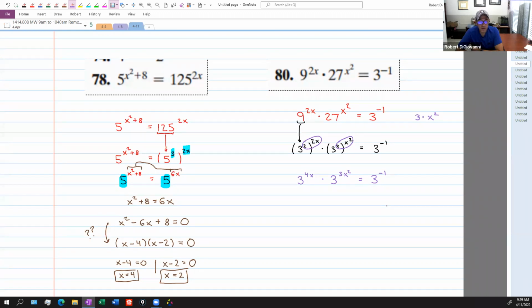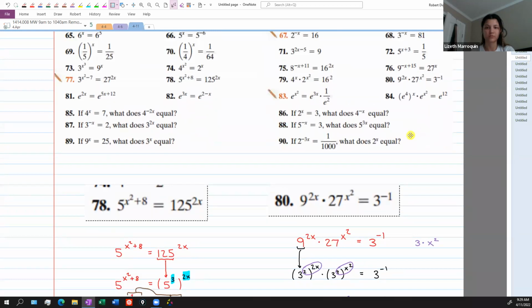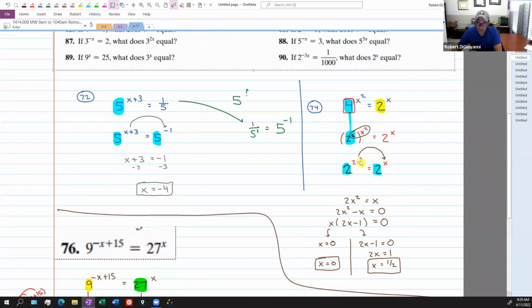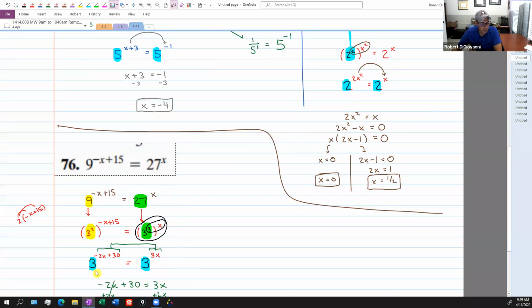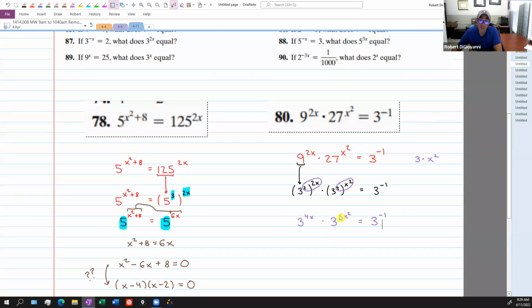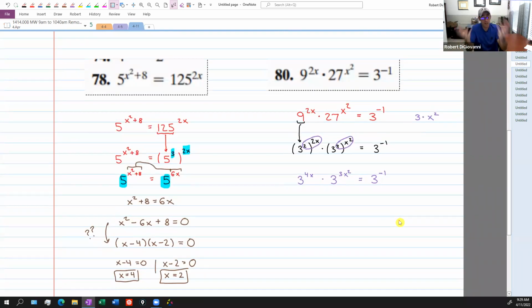Okay, so this is different than what we've had before, because on all the problems we've had before, we eventually got it to a point where we had like 5 to something equals 5 to something. We just set the exponents equal to one another, right? On the ones before, we had 2 to a power equals 2 to a power, so we set them equal. 5 to a power, 5 to a power, 3 to a power, 3 to a power. We're not there yet, are we? We have 3 to a power times 3 to a power equals 3 to a power. So we need to have just one on each side. So Lizeth, can we do anything to these two to put them together?